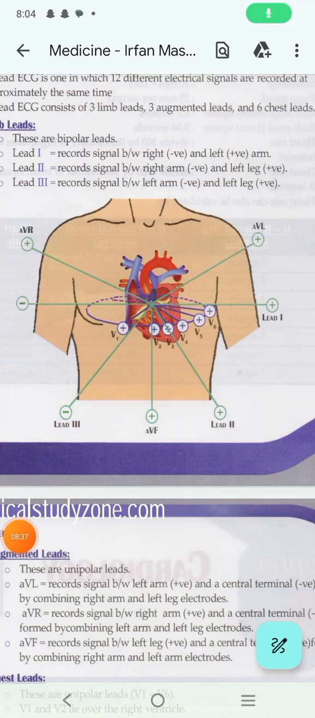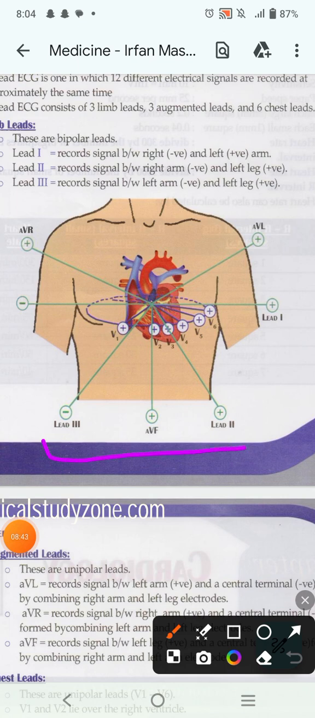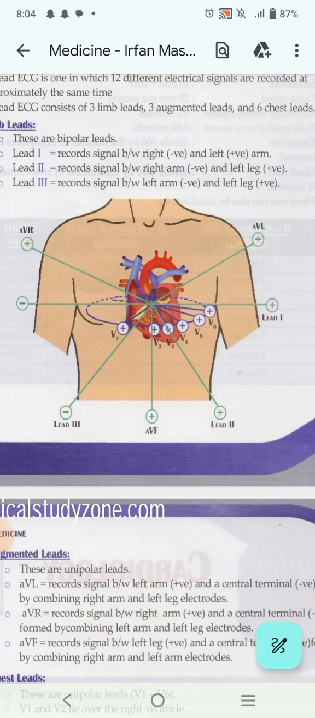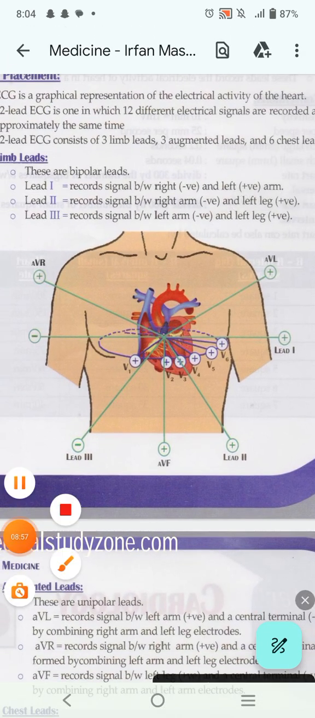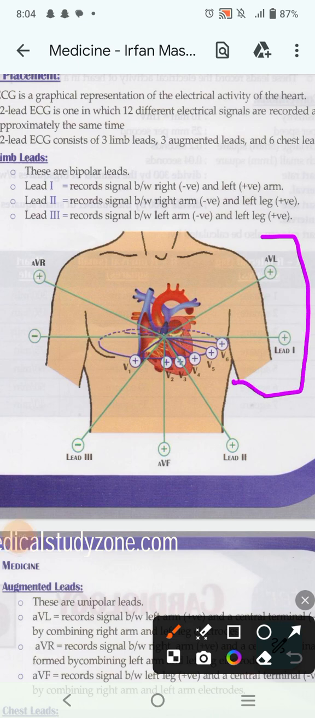Now just see this picture. Here you can see that lead 2, AVF, and lead 3 are telling us about what? They are actually telling us about the inferior wall of the heart. Similarly, lead 1, AVL, and V5 and V6 are telling us about the lateral wall of the heart. V3 and V4 are near to the anterior wall of the heart. V1 and V2 are near to the interventricular septum.